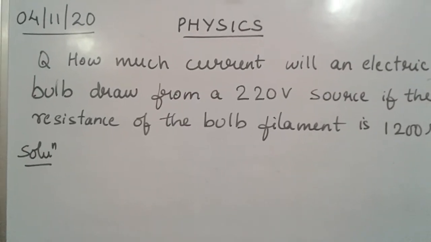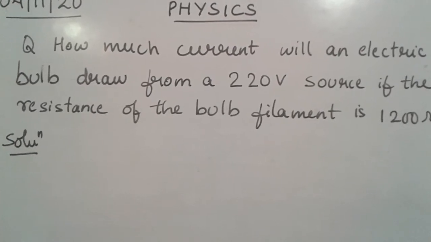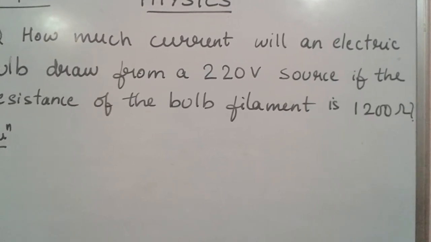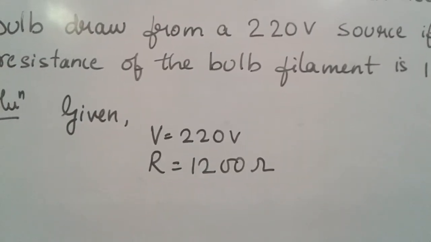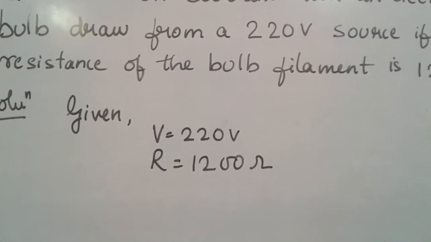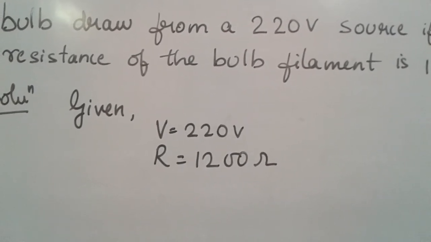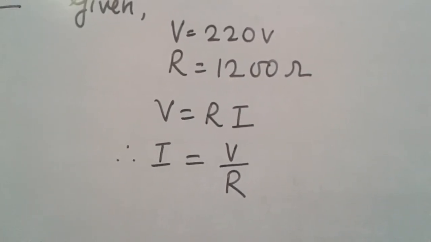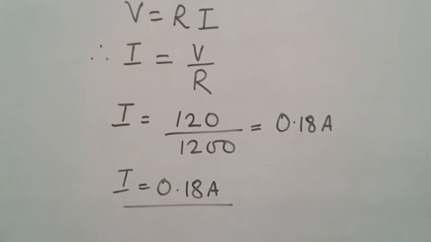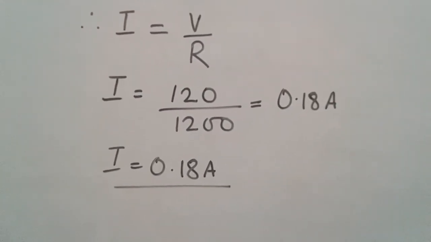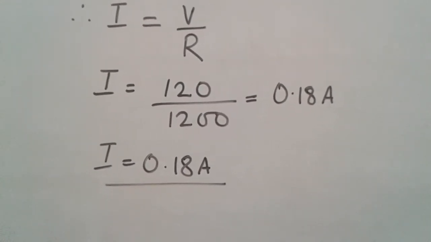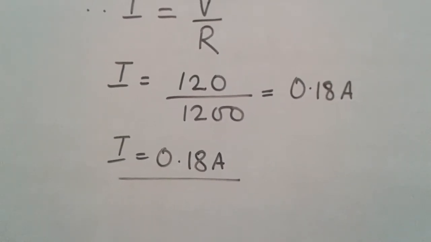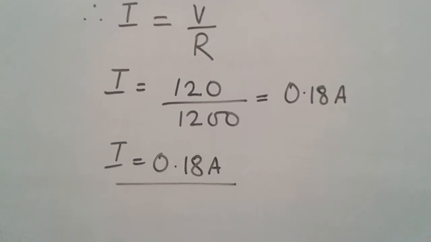Now the next question is, how much current will an electric bulb draw from a 220 volt source if the resistance of the bulb filament is 1200 ohm? It is given in the question that V is equal to 220 volt and R is equal to 1200 ohm. Again we will use Ohm's law, V equal to RI, and therefore I is equal to V by R. On putting the values of V and R in the formula of I, we get the value of I to be 0.18 ampere. So the final answer is 0.18, and the unit of electric current is ampere.